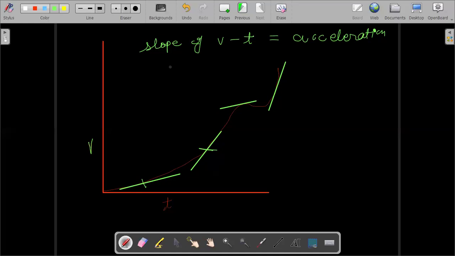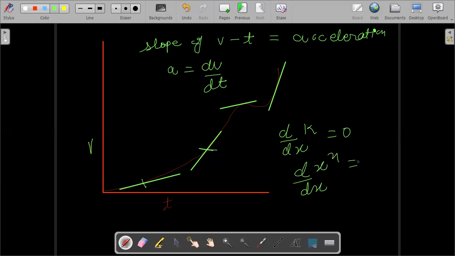Got it? So from this graph, I can obtain acceleration will be equal to dv by dt. Now, this was about differentiation, and we had seen different formulas of differentiation. We had seen d by dx of any constant is zero. We had seen d by dx of x to the power n is written as n x to the power n minus 1.